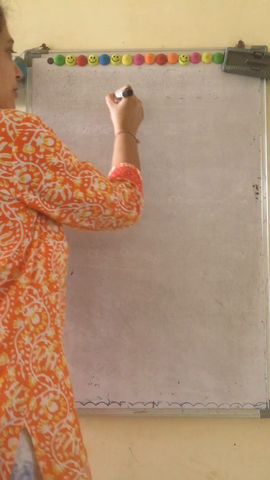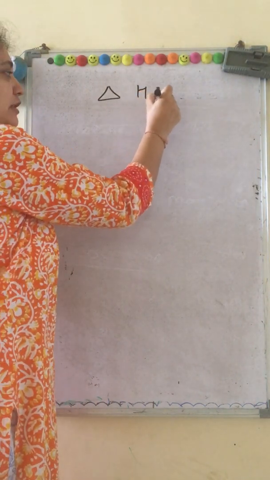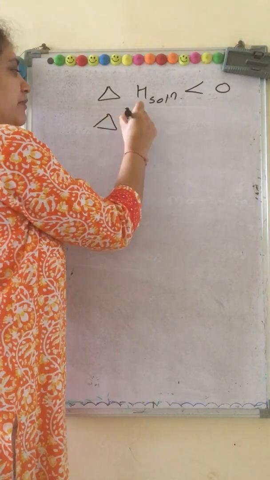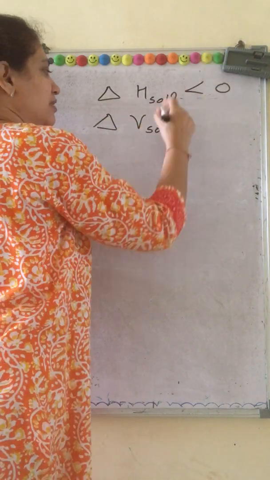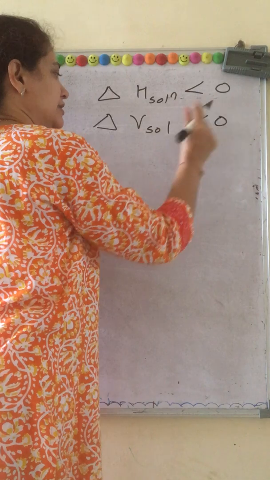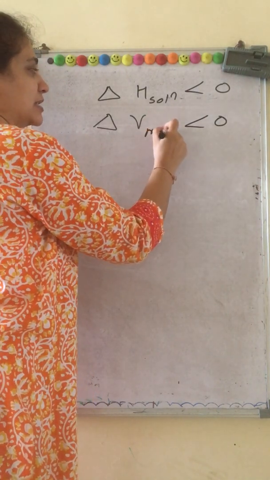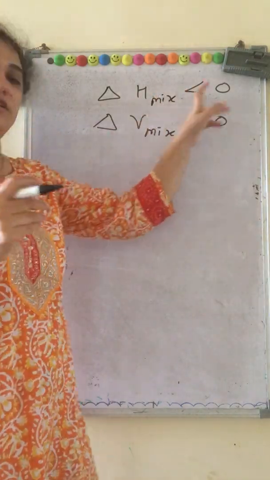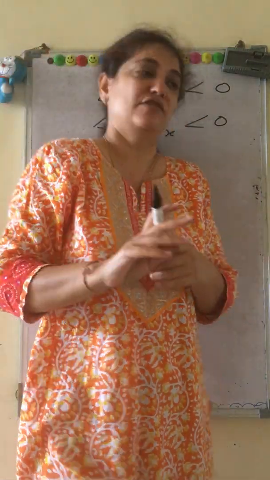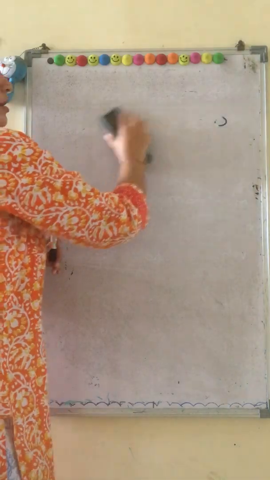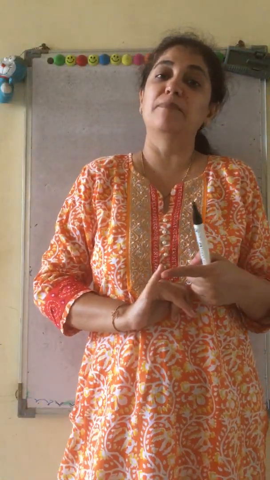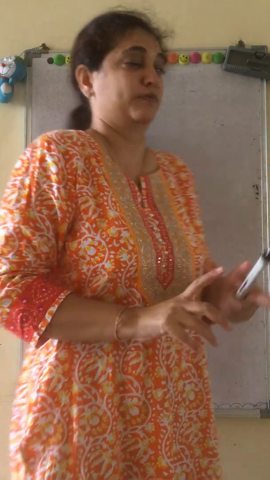For those solutions which show negative deviation from Raoult's law, delta H of solution will be less than 0 and delta V of solution or mixing also will be less than 0. We can write mixing here in place of solution. After we mix two solutions, the enthalpy change is less than 0. So we complete negative deviation from Raoult's law and we complete the topic of azeotropes.